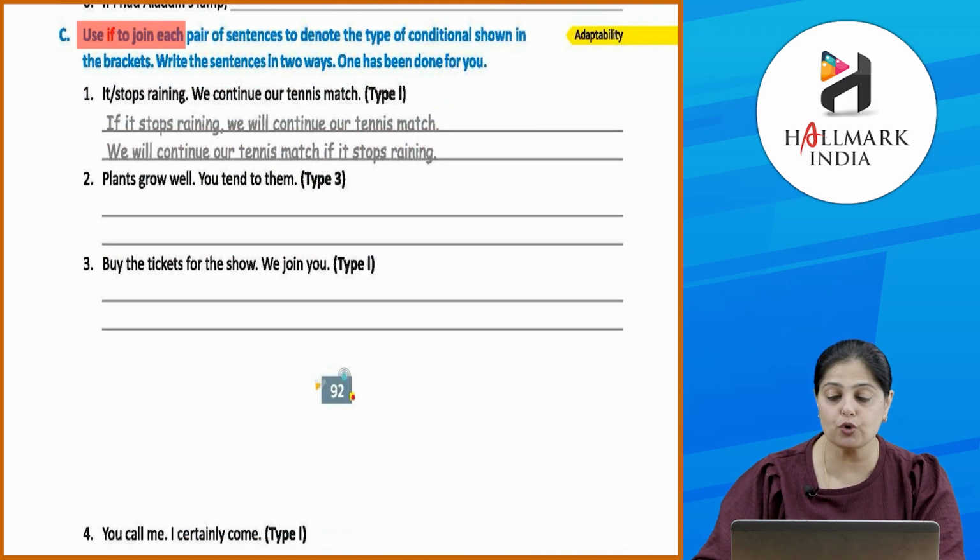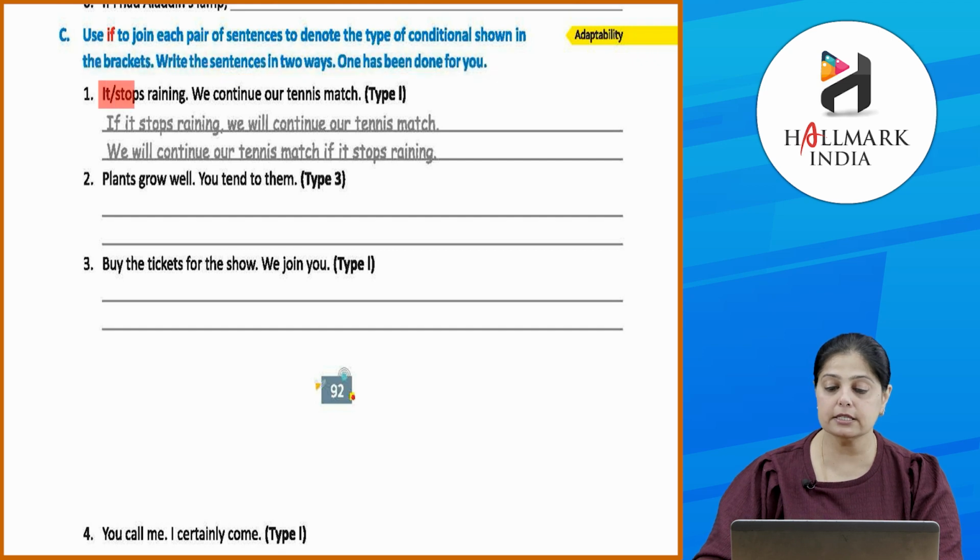Use if to join each pair of sentences to denote the type of conditional shown in the brackets. Write the sentences in two ways. One has been done for you. It stops raining. We continue our tennis match. Okay, we have to do it according to type 1. If it stops raining, we will continue our tennis match, or we will continue our tennis match if it stops raining.